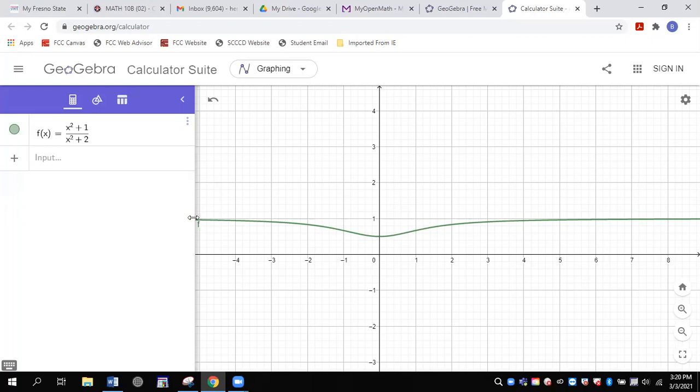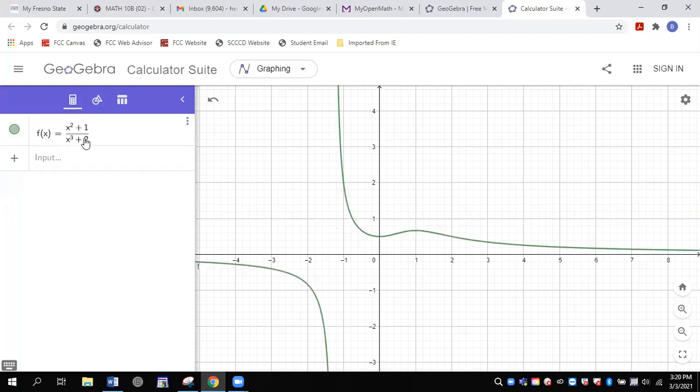Now let's do the other two parts. The other part had an x cubed down here. Let me change that to x cubed, see what happens. Boom, that's a big difference, isn't it? Look at that. What's the horizontal asymptote now? Well, as you go right forever, what height? The graph comes down to zero height. And as you go left forever, it comes down to zero height also, doesn't it?